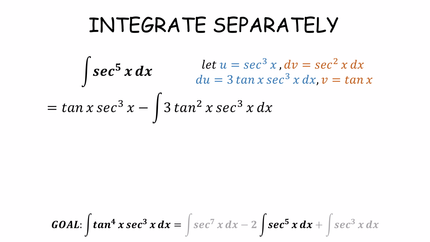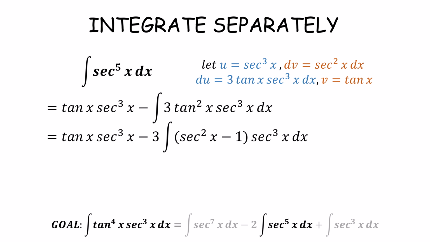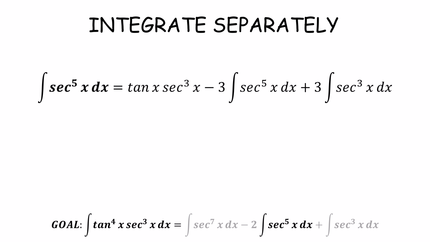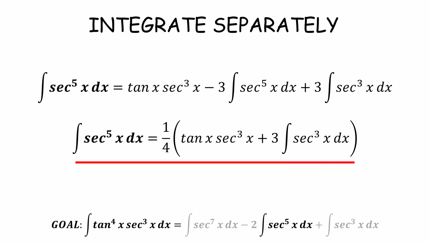So after calculation, we can get this result. And then we put the integral of secant x to the 5 to the same side. So we can get that it is tangent x times secant x cubed plus 3 times the integral of secant x cubed, divided by 4. And we are done with this problem.